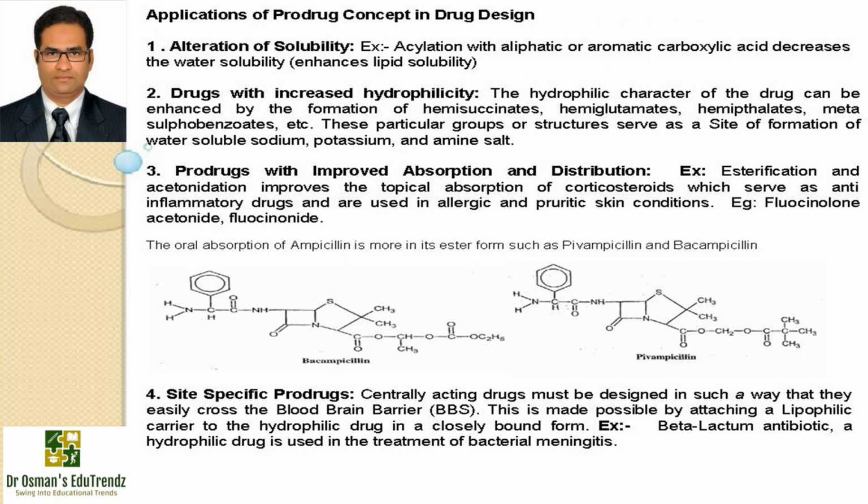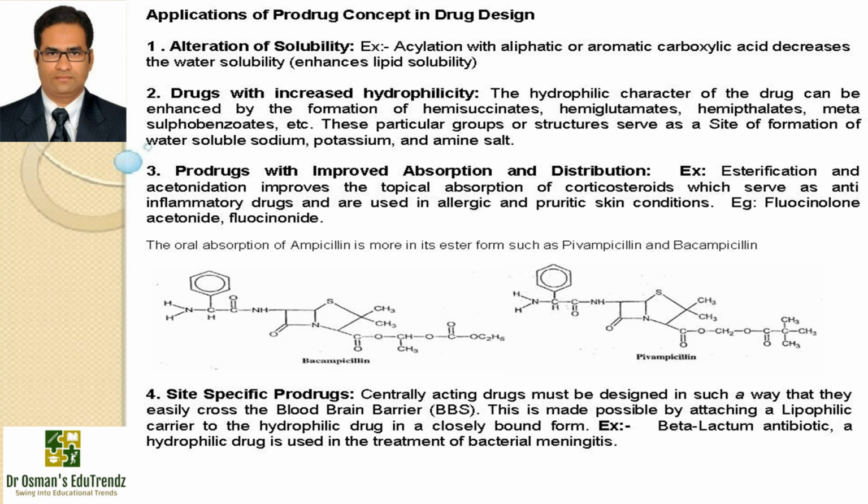Now let us talk about the applications of prodrugs in drug designing. How the prodrug concept is important in drug designing. The prodrug concept can be used in the alteration of solubility. An example we have is acylation with aliphatic or aromatic carboxylic acid groups, which decreases the water solubility and enhances lipid solubility. Now we can see that with the help of prodrugs we can alter solubility.